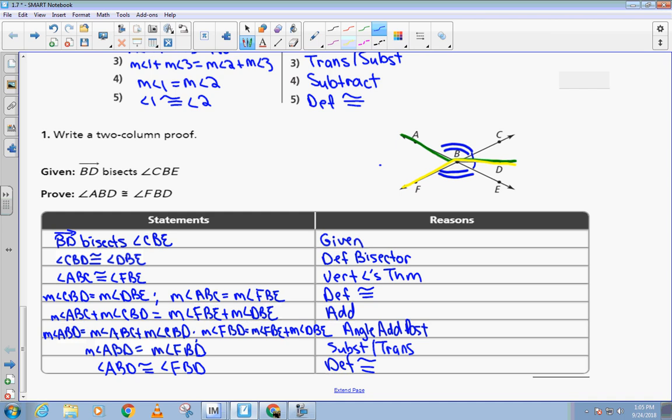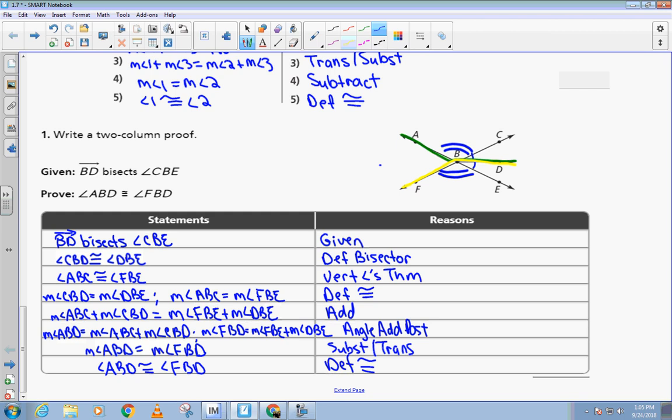Now, let's think about this. If these two smaller angles are congruent and these bigger vertical angles are congruent, would it not make sense that I could add the little one plus the big one is going to be equal to the little one plus the big one? Yes. And so really, that's what we need to do. Now, how do you set that up?